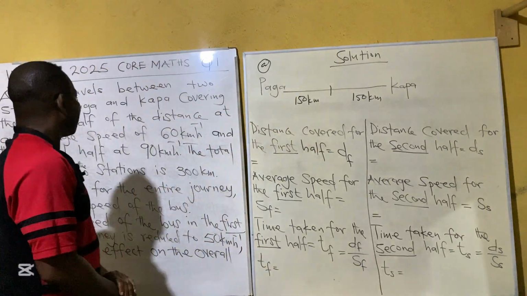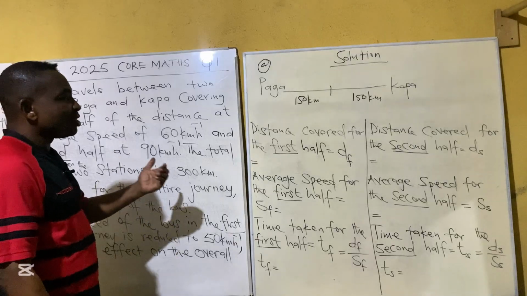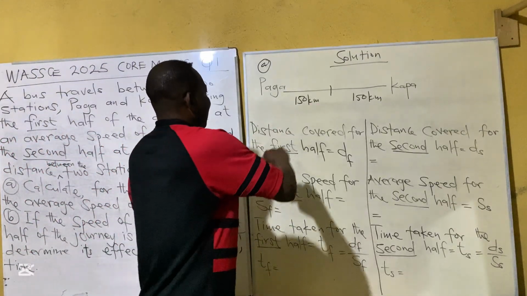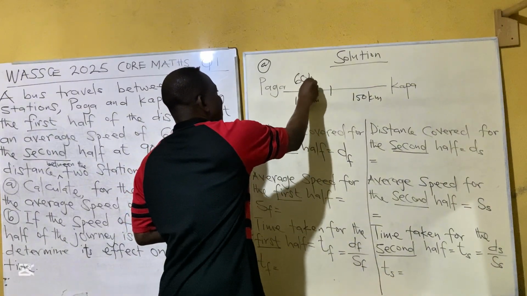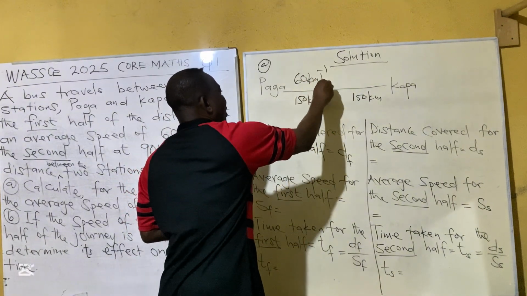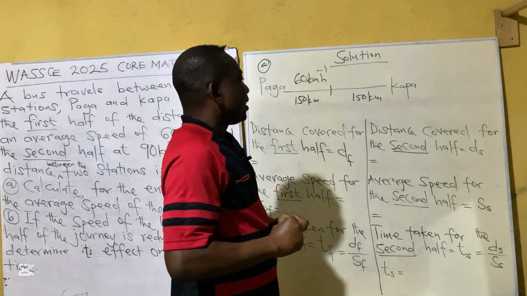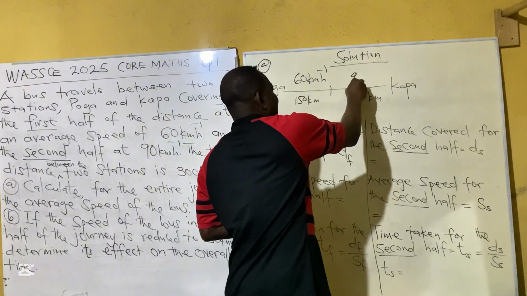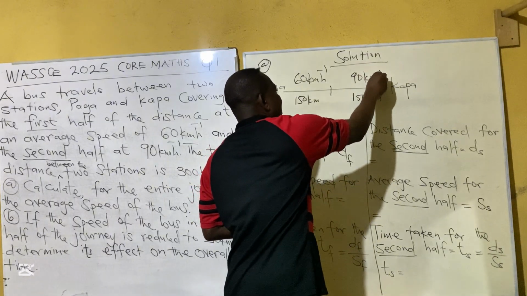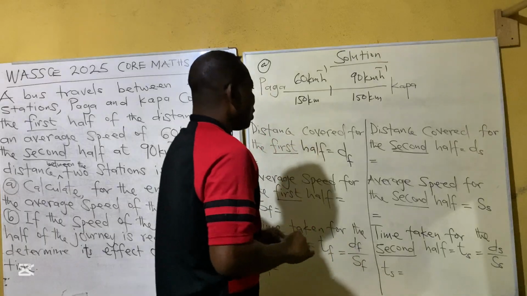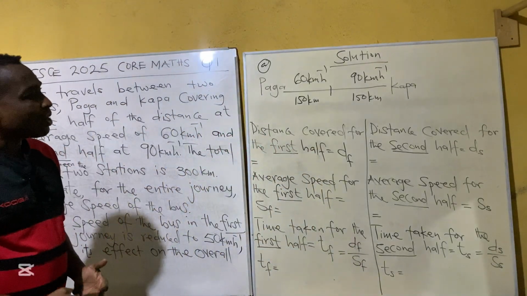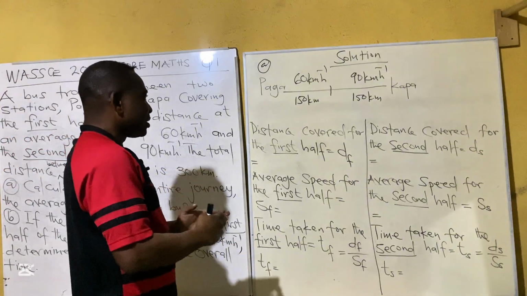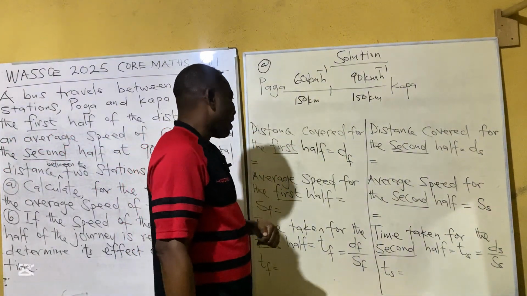We are told from the question that the average speed used by the bus to cover the first half is 60 kilometers per hour, and the average speed it used to cover the second half is 90 kilometers per hour. So our main aim here is to calculate the time the bus took to complete the first half and then the second half.